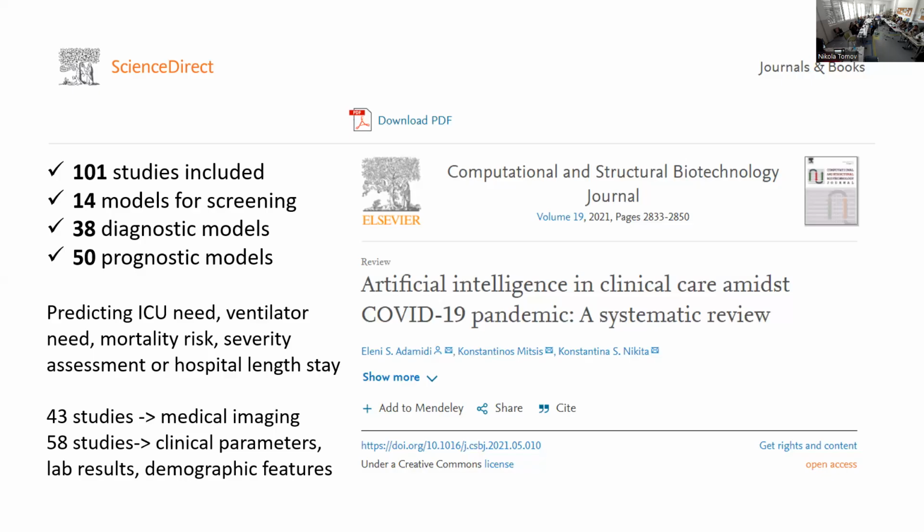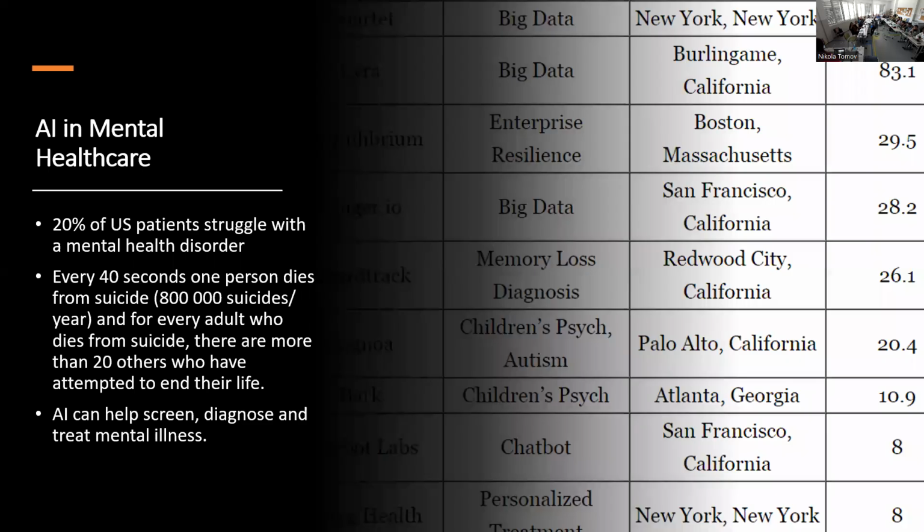This was published last year. Another example in healthcare is mental health care. So predicting depression from social media, before you get a formal diagnosis, according to your posts or how you actually react. 20% of US patients struggle with a mental health disorder. Do you know which tool they use there to treat mental health illness?